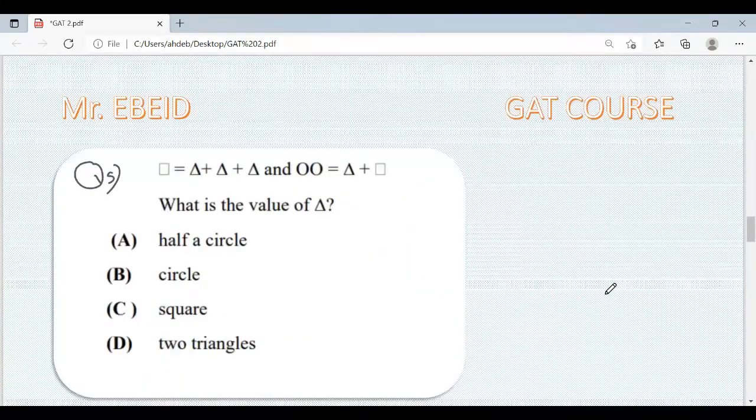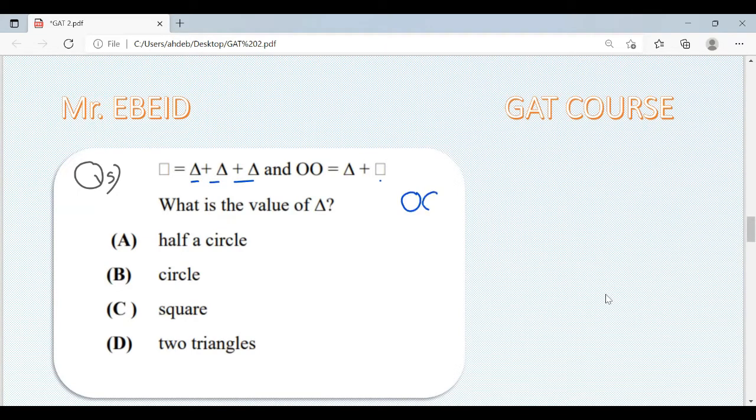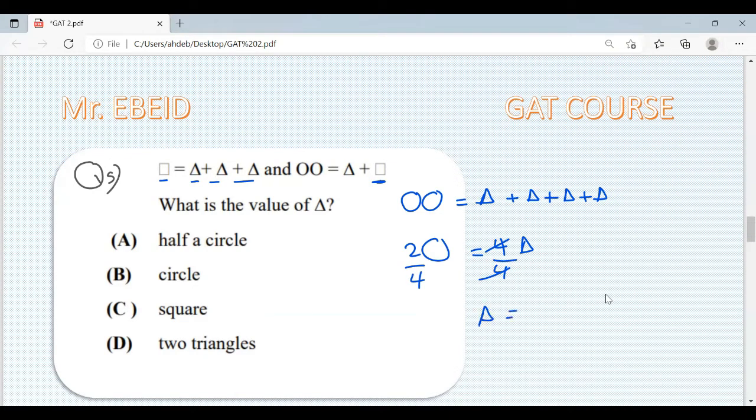Question 5, we have a square equals the sum of 3 triangles, and we have 2 circles equals the sum of a triangle and a square. What is the value of a triangle? Now we have a square equals 3 triangles. So 2 circles equals a triangle plus a square. Then substitute the value of the square, which equals 3 triangles. It means 2 circles equals 4 triangles. So what is the value of the triangle? Divide both sides by 4. So we have a triangle equals 2 over 4 of a circle, which equals half a circle. So the answer is A.